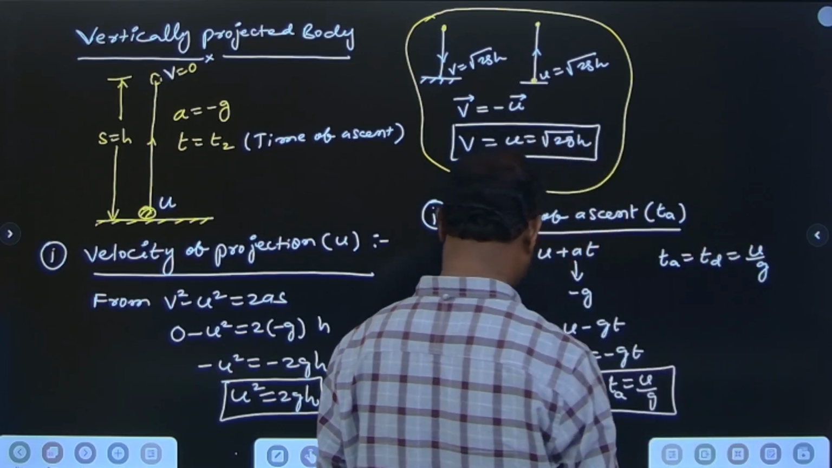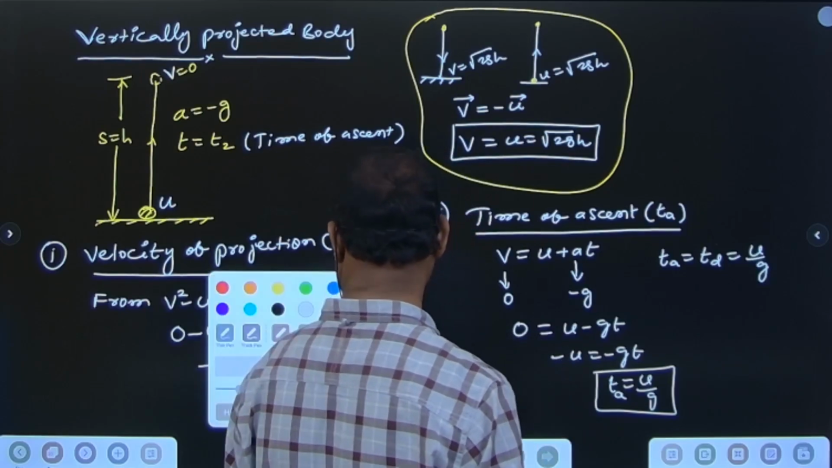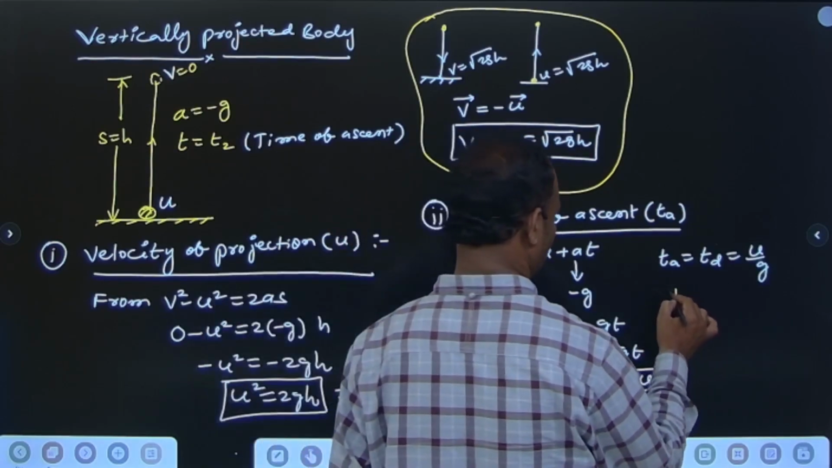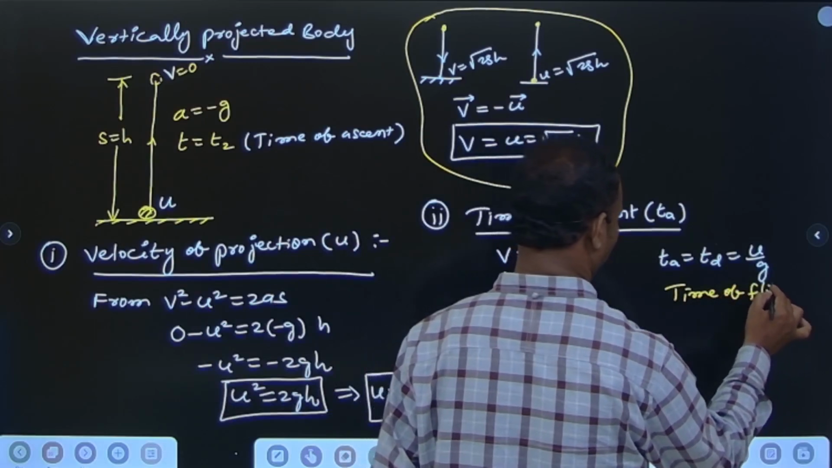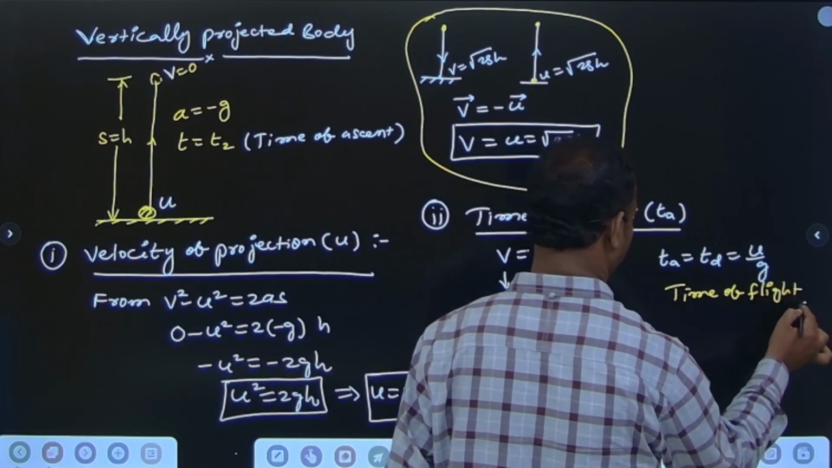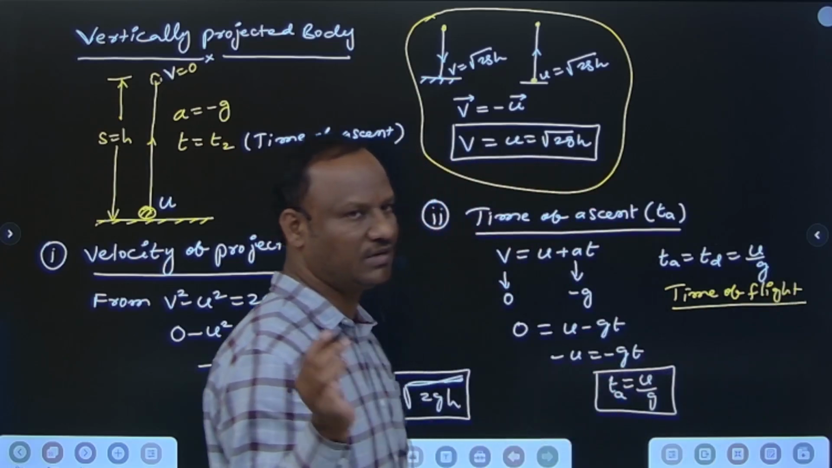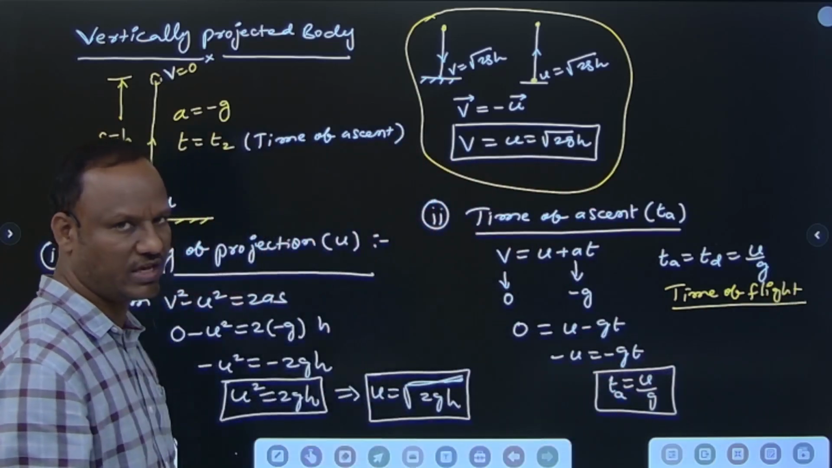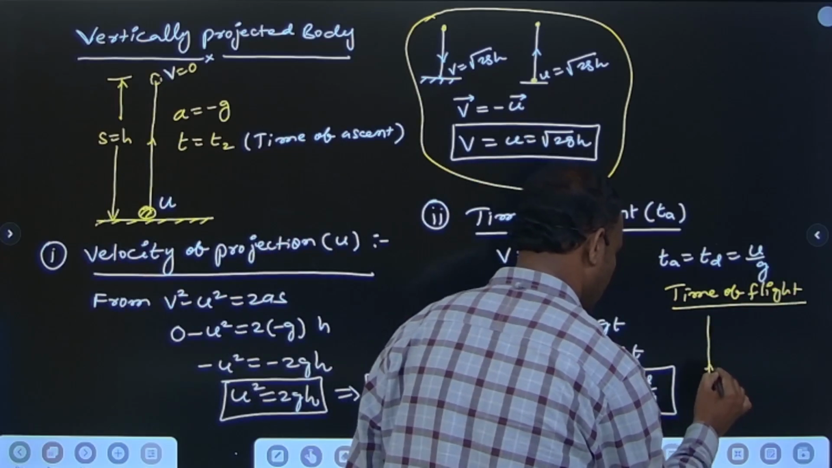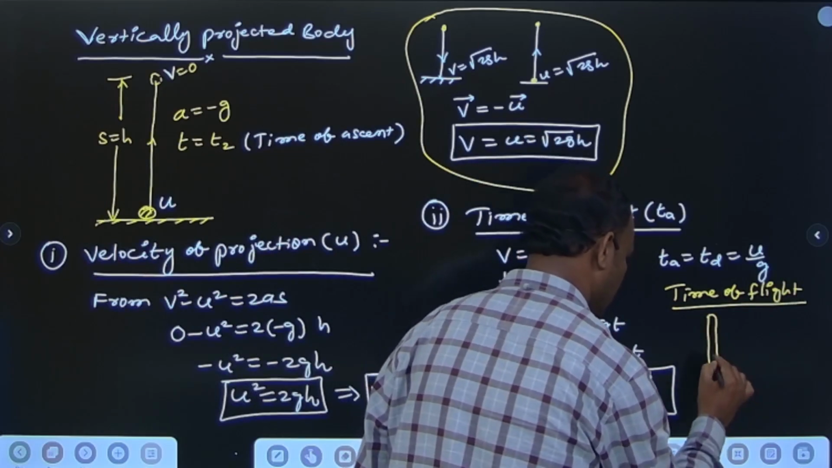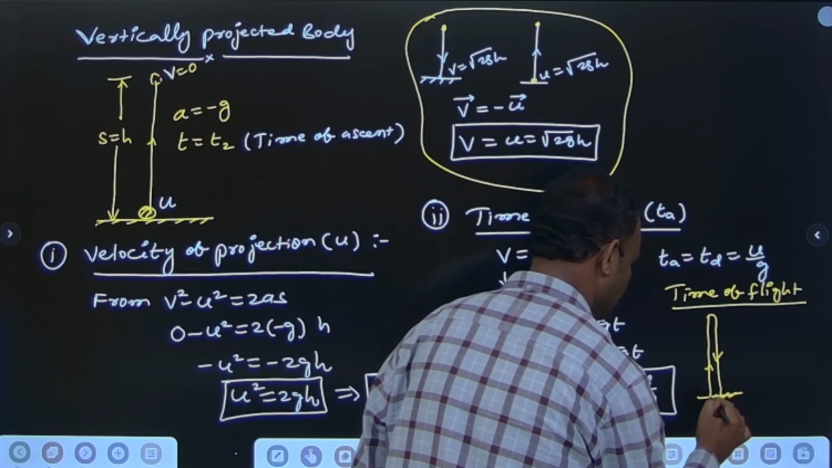Now, what is the time of flight? Flight means in air. How much time does the body remain in the air? The body is projected and again returns to the ground.